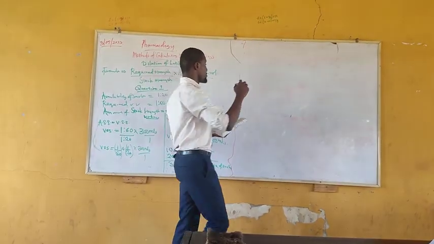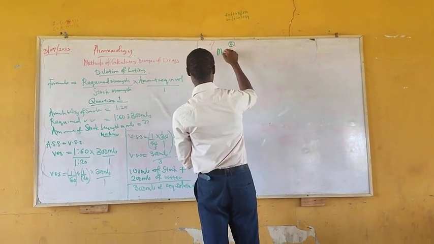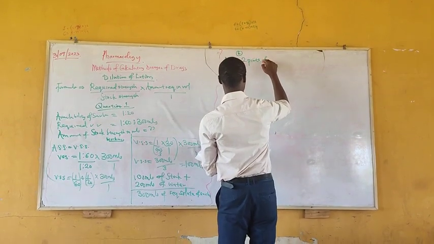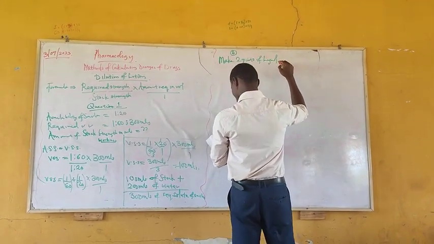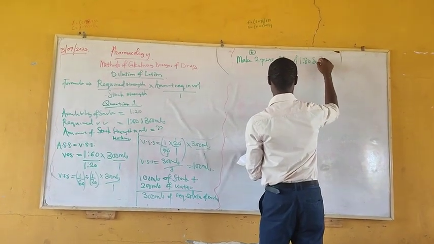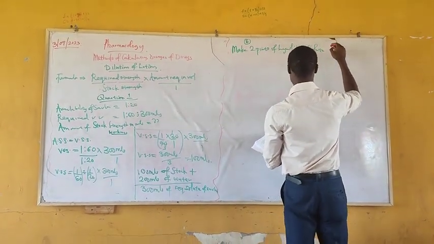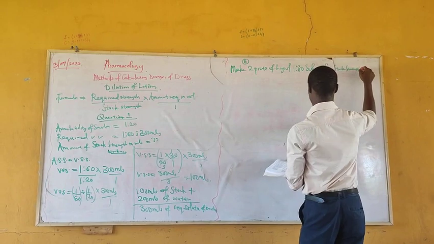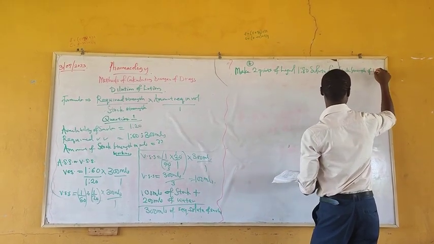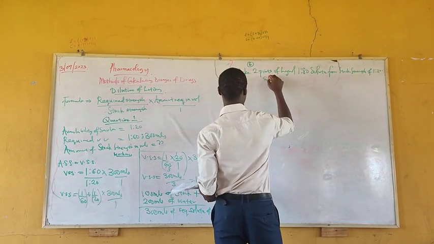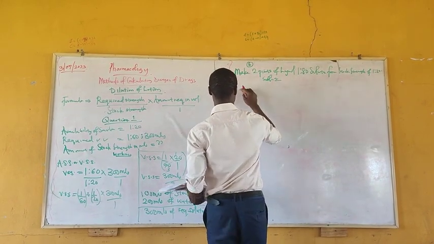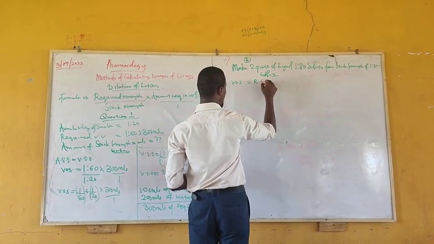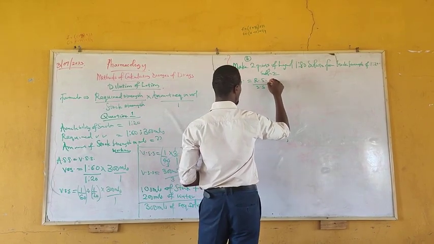Make 2 pints of Lysol 1:80 solution from stock strength of 1:20. So this one too is simple. VSS equals what? The required strength over the stock strength, multiplied by the amount, or volume, required.